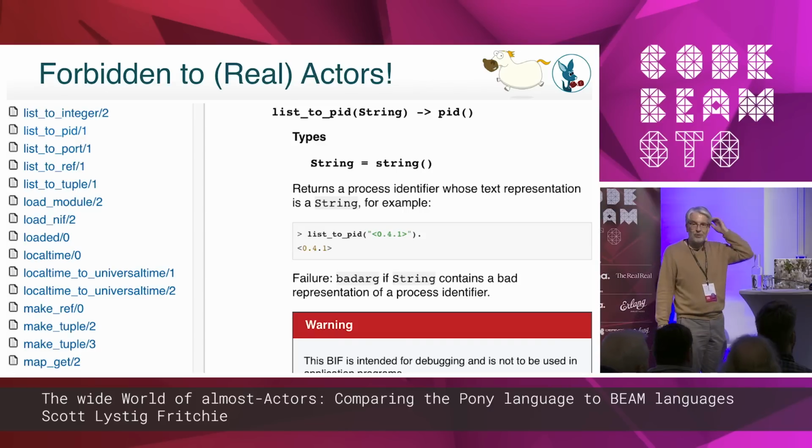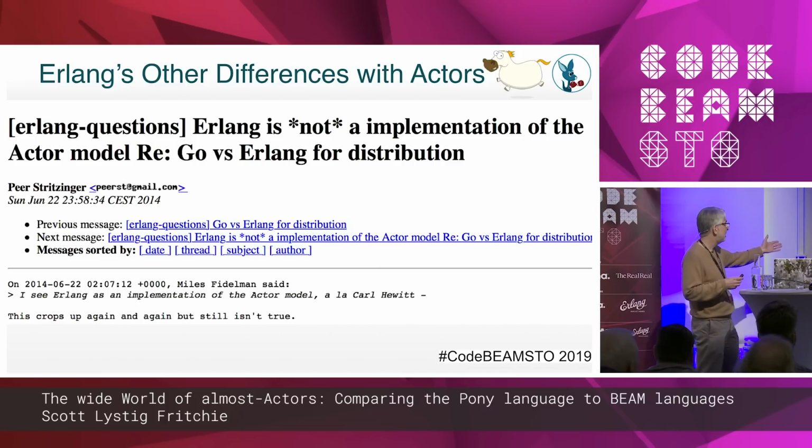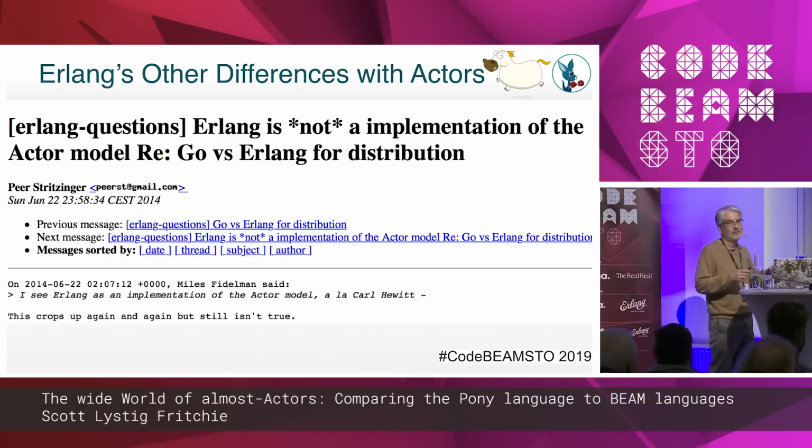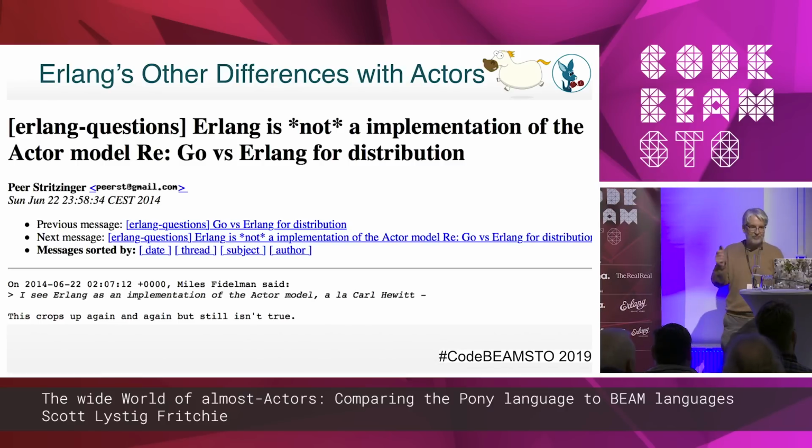So this Erlang-questions mailing list discussion that I had referred to earlier was a conversation about Go versus Erlang, pros and cons for distribution. And Miles Fidelman had piped up and said that I see Erlang as an implementation of the actor model, à la Carl Hewitt. And Peer Stritzinger, is Peer in the room here? Or is he off at another talk? He said, this crops up again and again, and it still isn't true. So, shots fired.